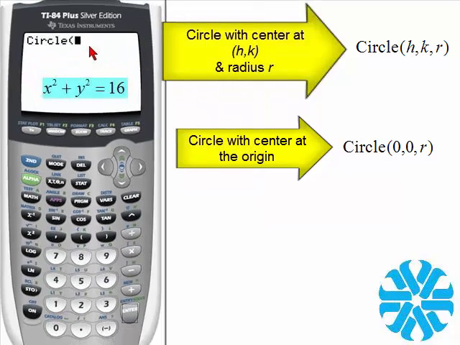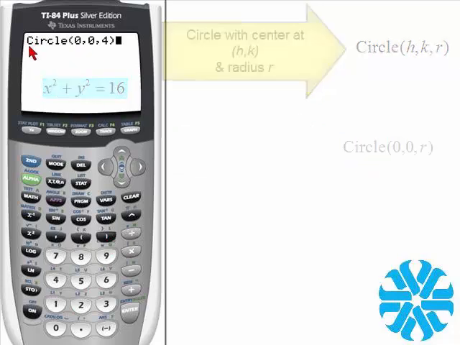So in our first example, we know that the center was at 0, 0, so we would go ahead and put in 0, 0, and then comma, and we want to put in the radius, and remember that the radius was 4. So we put in 4, and then we close the parenthesis.